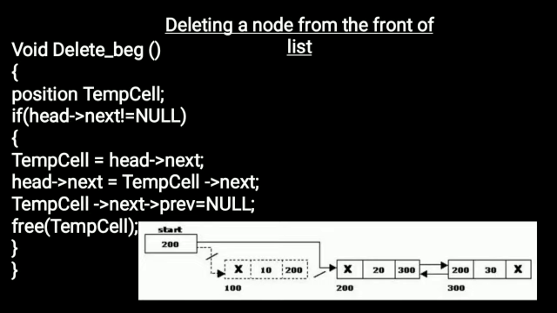If the condition is false, it means we have some elements, so we delete the first element by changing head of next value to temp cell of next value, and also set the previous link of next node of temp cell as null. Now it is the first node. Now the temp cell is free, so we delete the temp cell. That is, we delete the first node from the list.